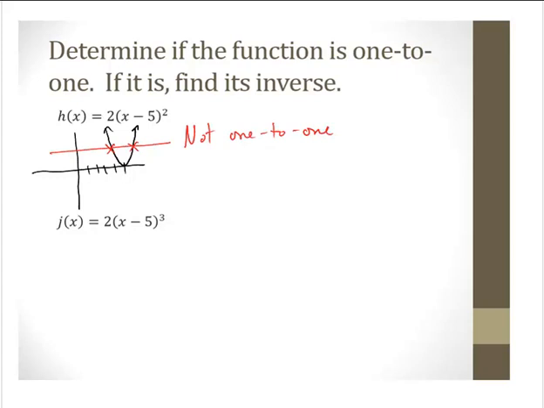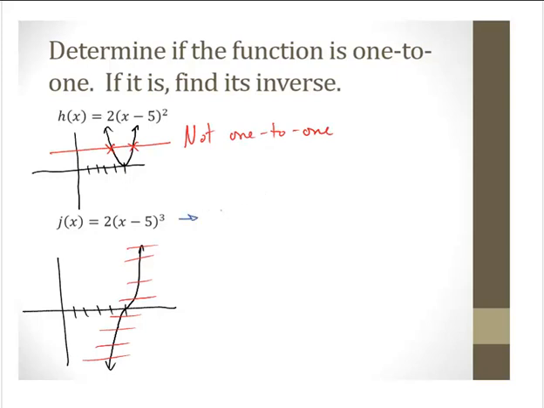All right, what about j of x? j of x is 2 times x minus 5 cubed. Again, thinking graphically, this is a transformation of the cubic function, and so we would get a graph that does this. And this passes the horizontal line test. It is a one-to-one function. Let's determine its inverse.